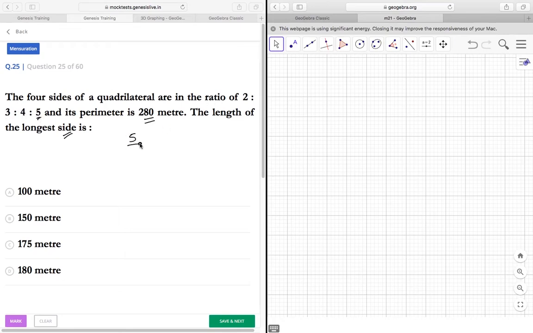So 5 by 14. Why 5? Because they have clearly asked for the longest side, right? So 5 by 14 of 280, which is 14 times 20, and 20 into 5 is 100. So the length of the longest side is 100 meters.